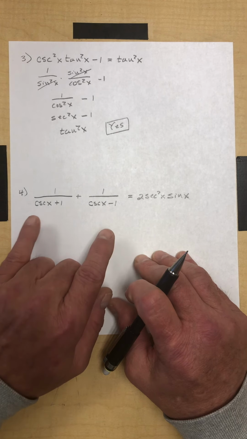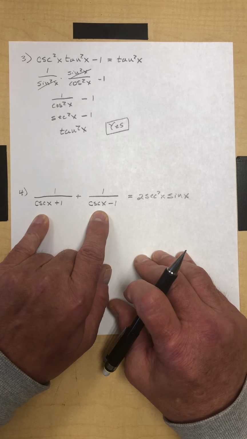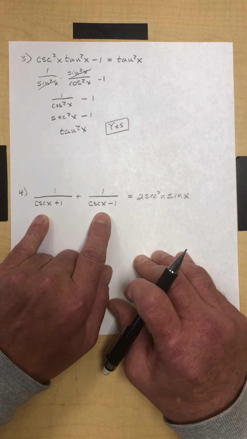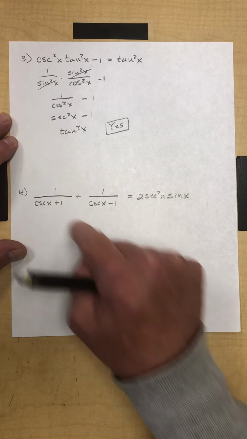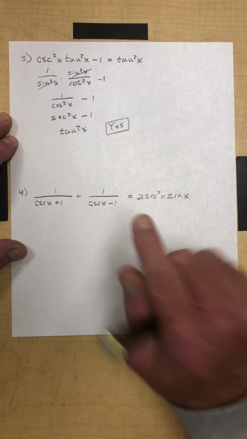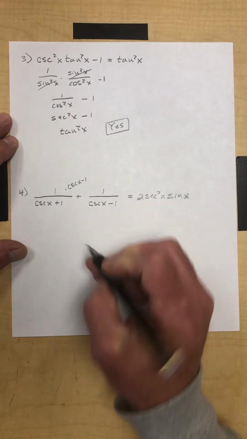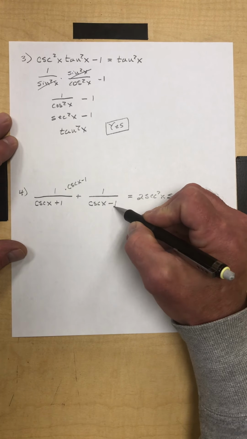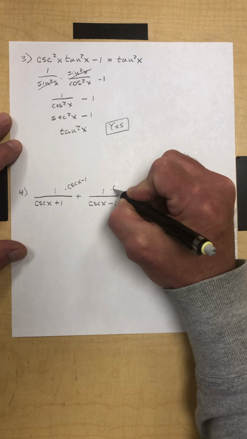And the first thing that jumps off at me is these two denominators are conjugates of each other. Okay, and so when I multiply conjugates together, I know that I get a difference of squares. So I would find a common denominator here. Okay, so notice over here, I'm going to have to multiply above and below by cosecant minus 1. So here I'm going to have to multiply by cosecant of x minus 1 above and below. Here I would have to multiply above and below by cosecant of x plus 1.